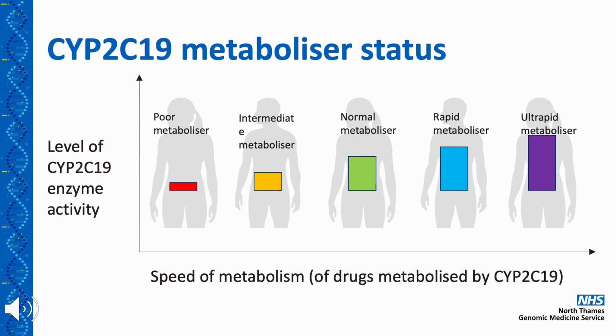Those with lowest levels of CYP2C19 activity, the poor metabolizers, are shown on the left, and as you move towards the right, an increasing level of enzyme activity is associated with an increased speed of metabolism. These metabolizer subgroups are usually determined from an individual's genetic profile, but it is worth noting that environmental factors such as liver disease or drug interactions also play a role in level of CYP2C19 activity.